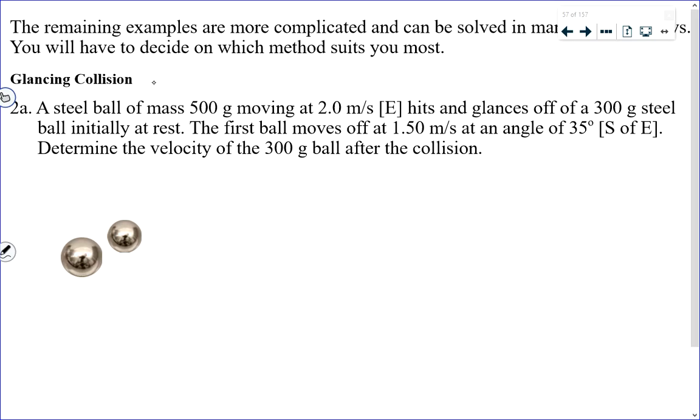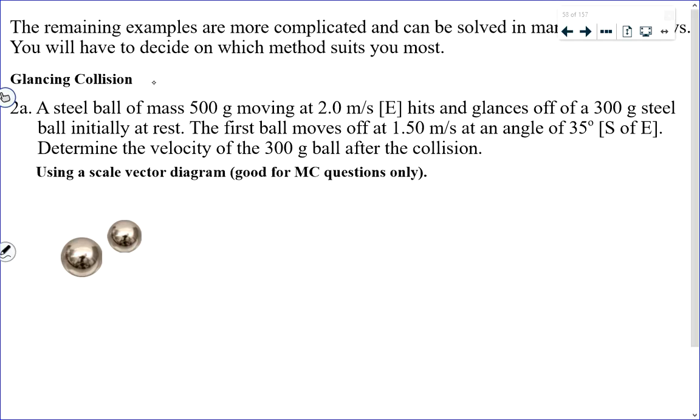What do we have here? A steel ball of mass 500 grams is moving east at 2 meters per second. It hits and glances off of a 300-gram steel ball that's initially at rest. Now, I've probably exaggerated the size of these, but the larger ball is the 500 gram one and the smaller is 300 grams. The first ball moves off at 1.5 meters per second at a particular angle, and we're asked to determine the velocity of the other ball. The 500 gram ball moves off at an angle of 35 degrees south of east.